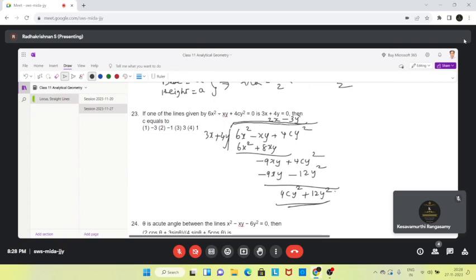And in this case, this remainder has to be 0, for these two to be factors. Okay. So you equate this to 0. So y square gets cancelled. So 4c equal to minus 12 or c equal to minus 3. Okay.